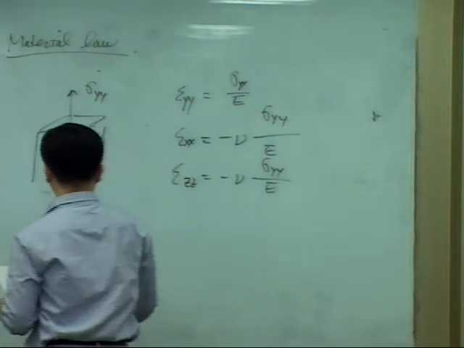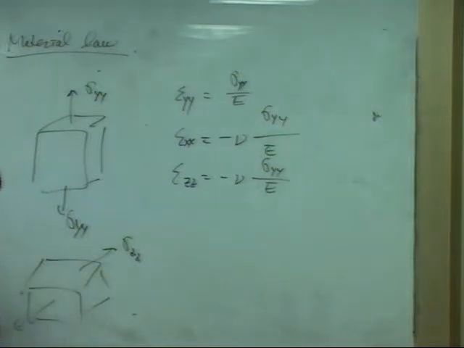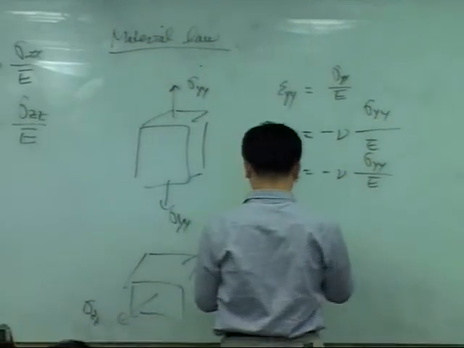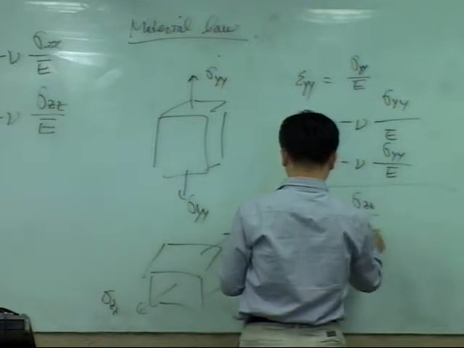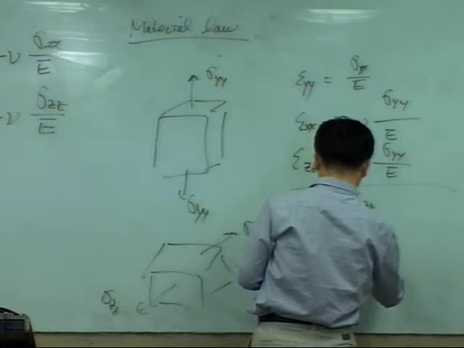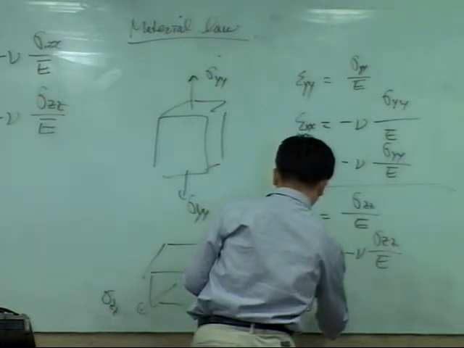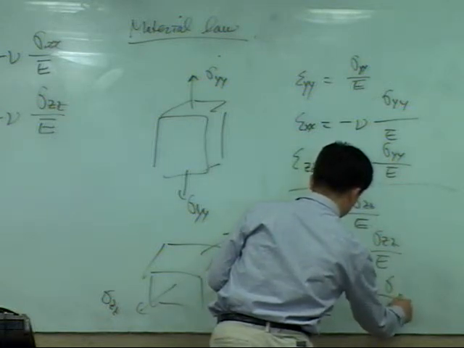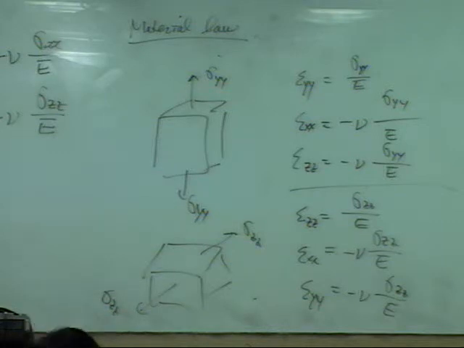YY. Something like that. When the only stress in ZZ is applied, we can calculate also the strain ZZ, XX, and YY from the Poisson ratio, E. Okay, so we calculate the strain XX, YY, ZZ when only the stress XX, YY, ZZ is applied, separately applied.